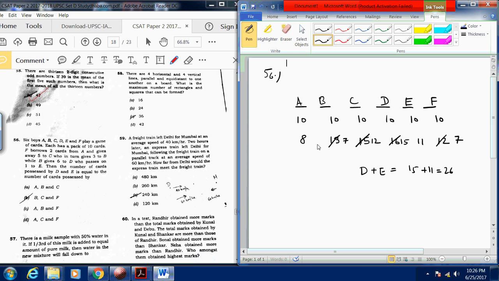Now which of these has 26 cards? Say 8 and 7, 15, and 11, 26. That means A, B, and E, which is not an option. Now say B, C, and F. That is 12, 7, 19, 7, 26. B, C, F is an option. So that is your right answer.